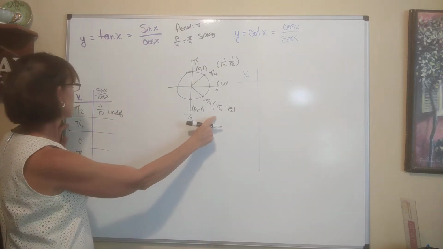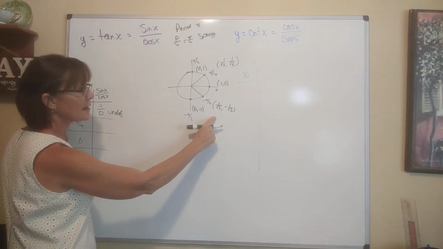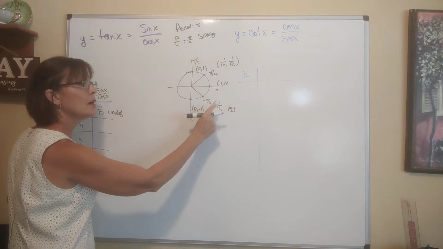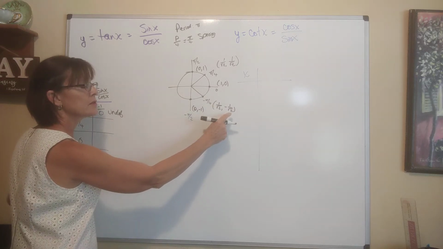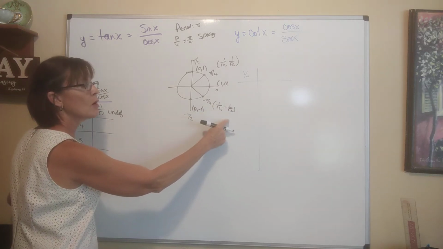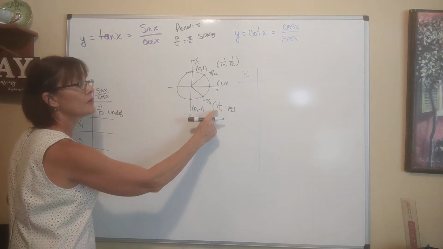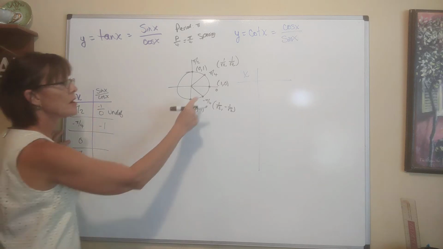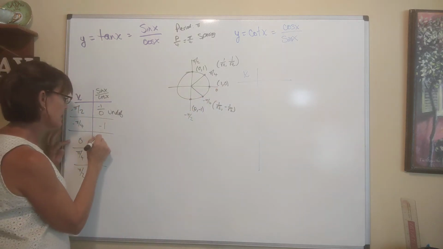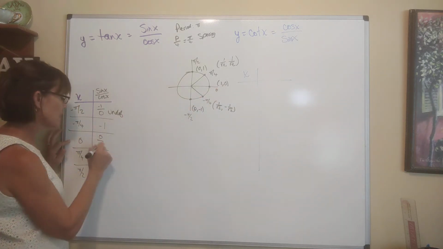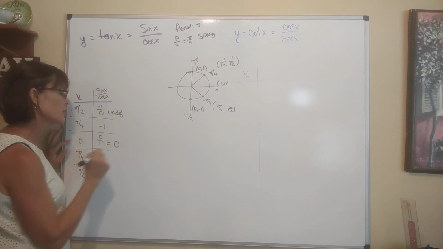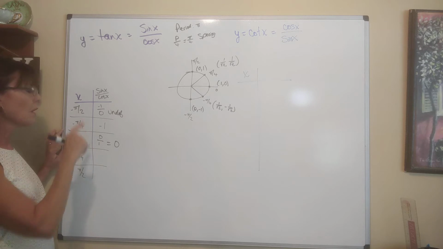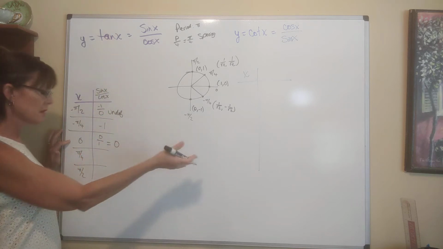Negative pi over 4. It is going to be the sine, negative 1 over the square root of 2, divided by the cosine, 1 over the square root of 2. These are the same value, so it's going to give me a 1, but it's a negative divided by a positive, so this is going to be negative 1. At 0, it's the sine, 0, divided by the cosine, 1, which is the value 0. It's equal to 0. This is not dividing by 0. This is just equal to 0. 1 goes into 0, 0 times.